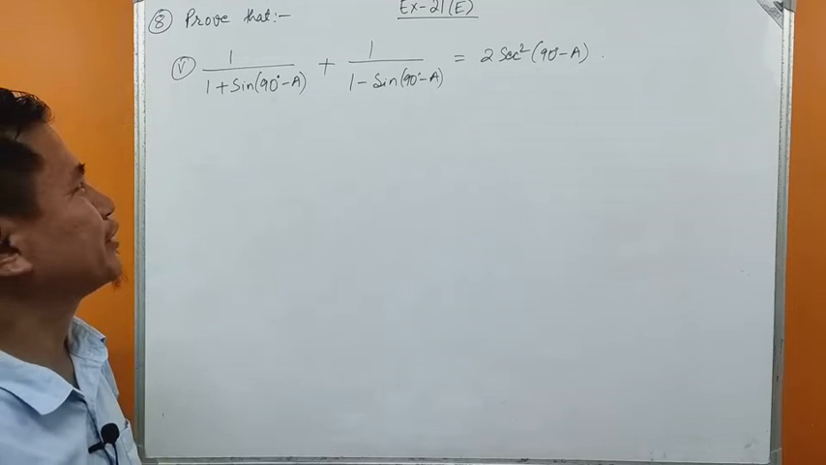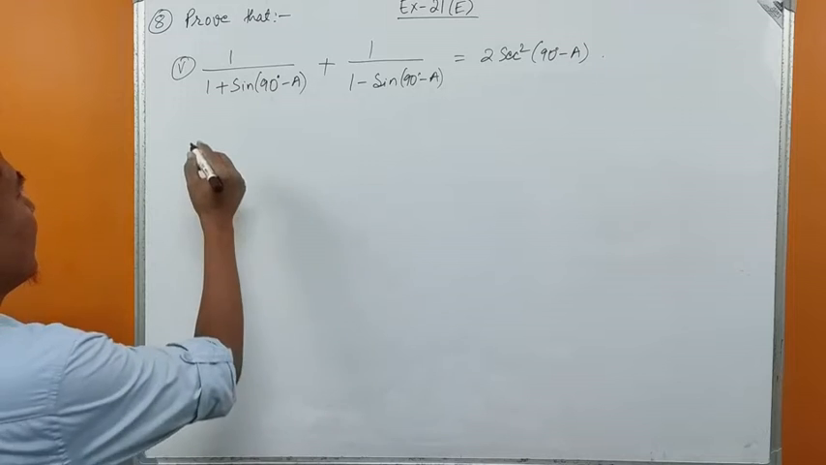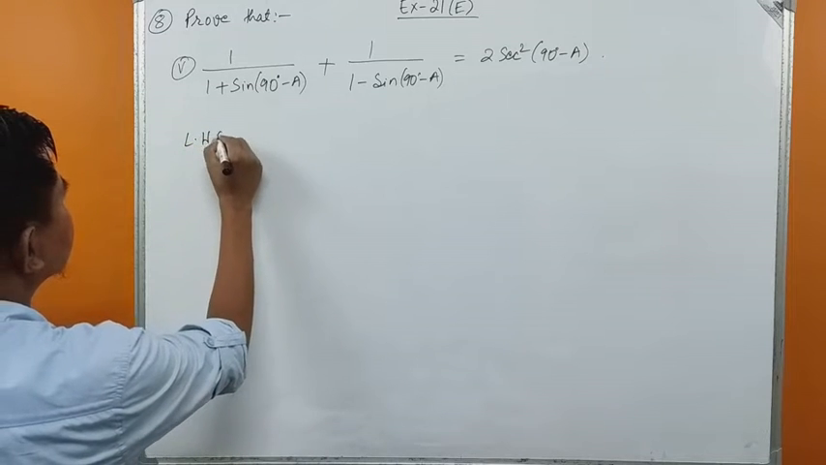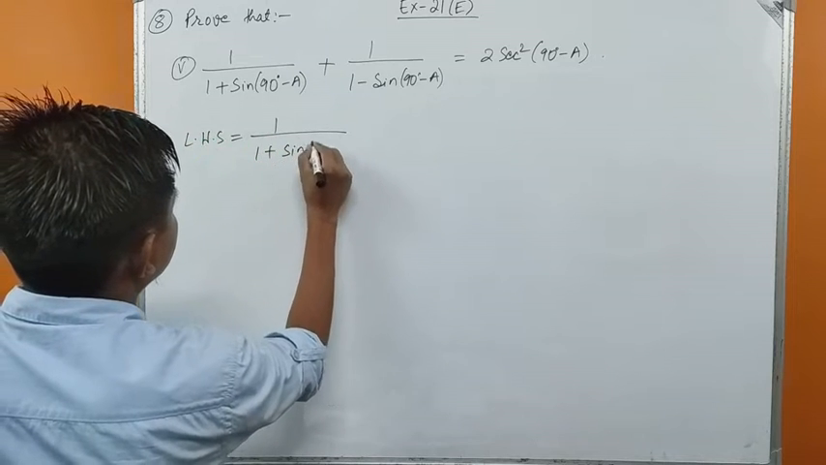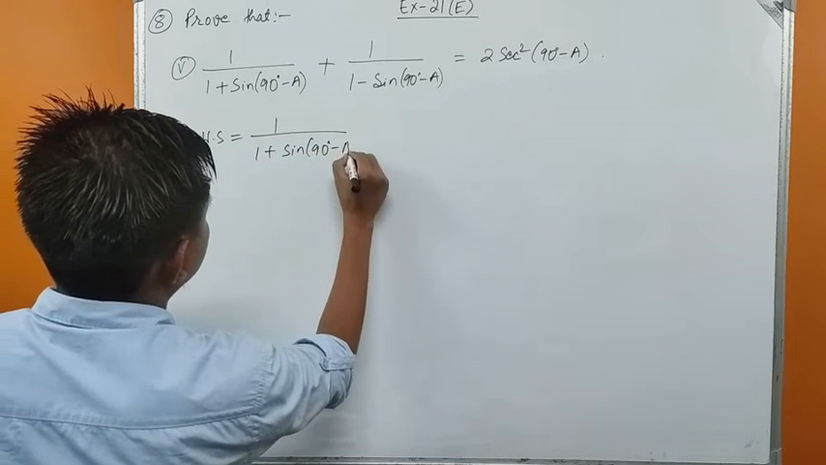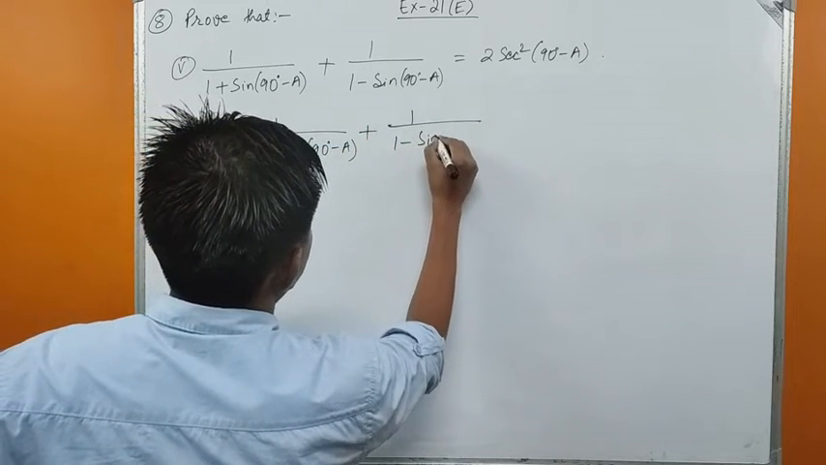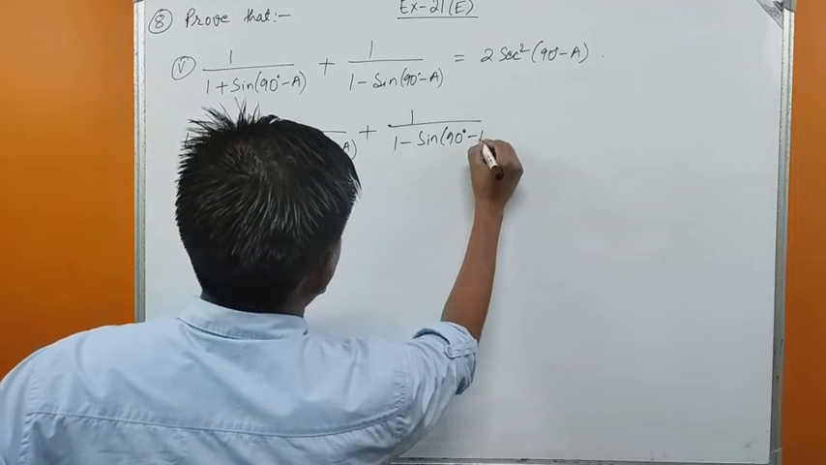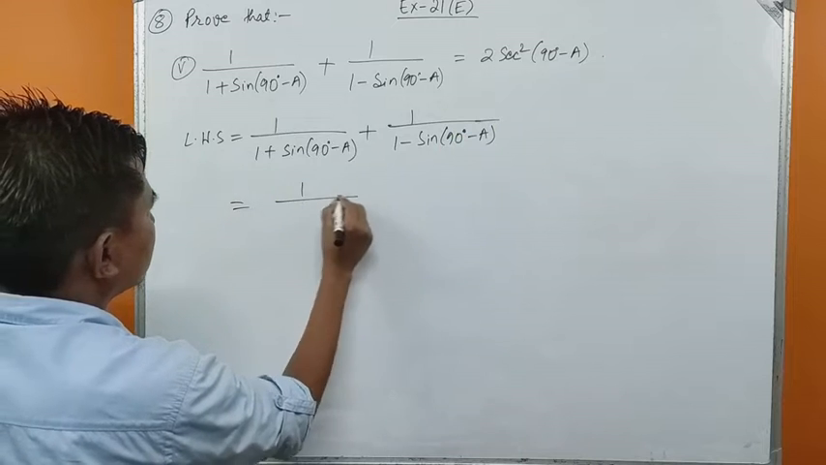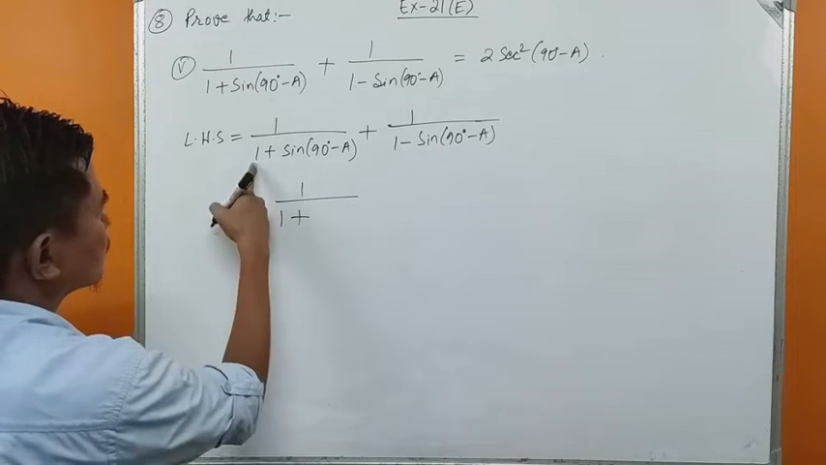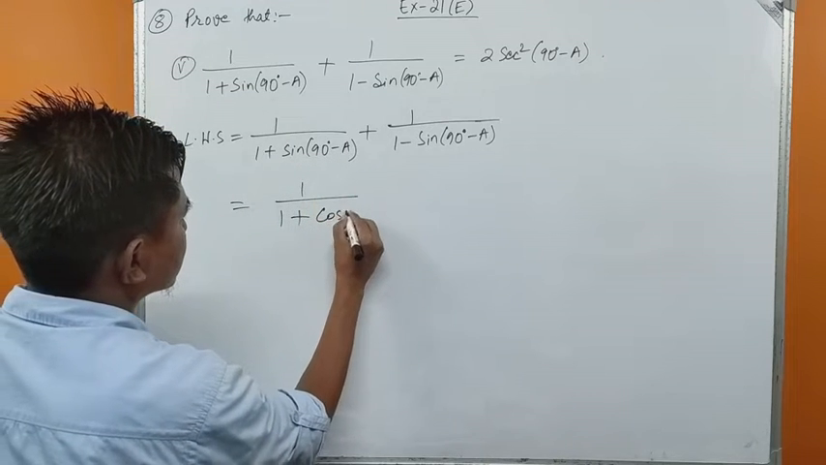So this question is similar to the previous question, that is question number 4. Okay, so let's do this. Left hand side, let's copy the left hand side first. LHS equals 1 upon 1 plus sine 90 degree minus A plus 1 upon 1 minus sine 90 degree minus A. Okay, this is what we have in the left hand side. So 1 upon 1 plus this, sine 90 minus A is cos A, isn't it?